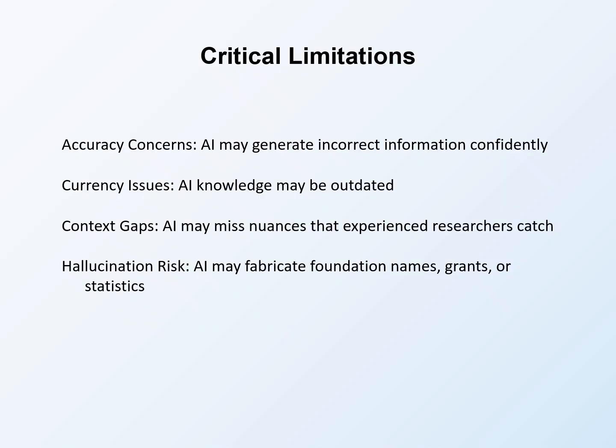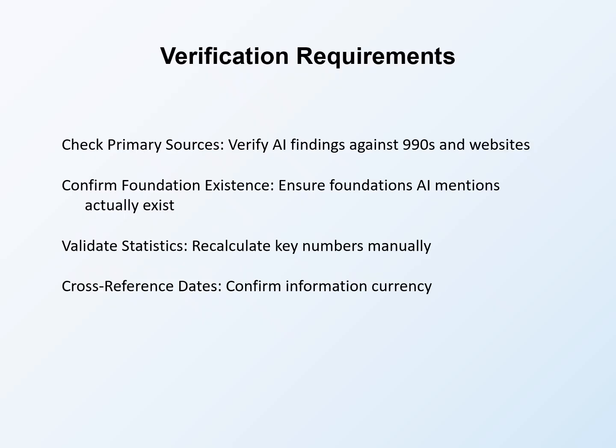AI may not provide. Hallucination risk is particularly serious for prospect research. AI may fabricate foundation names that do not exist, cite grants that were never made, or generate statistics from nothing. These fabrications look real and can mislead your research. Verification is essential. Verification requirements protect against AI errors and ensure research accuracy.